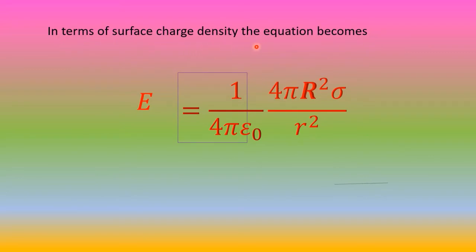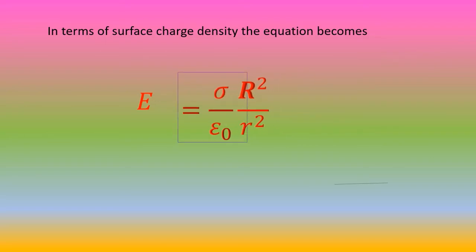In terms of surface charge density, the equation becomes E is equal to 1 by 4 pi epsilon 0, and instead of Q, we can write 4 pi r squared sigma, divided by r square. The 4 pi in the denominator and numerator cancel, and in terms of surface charge density, the equation becomes E is equal to sigma by epsilon 0 into r square by r square.